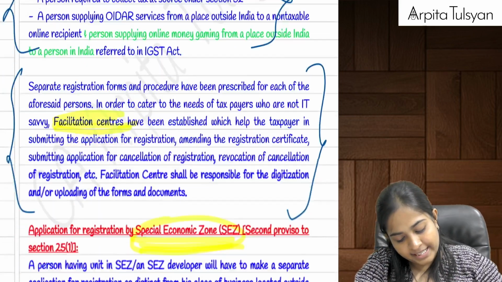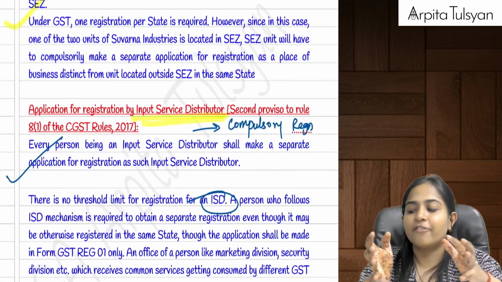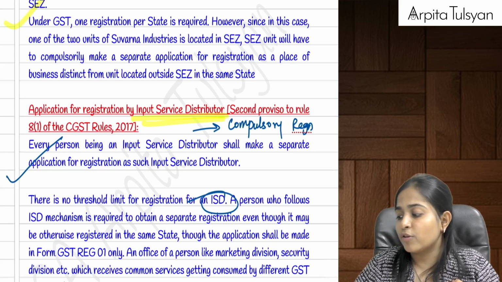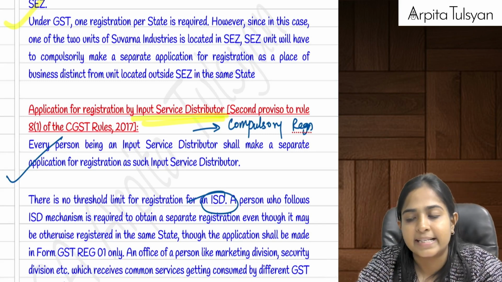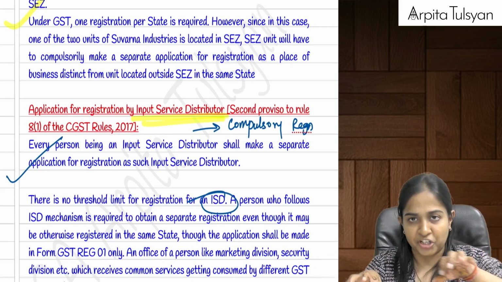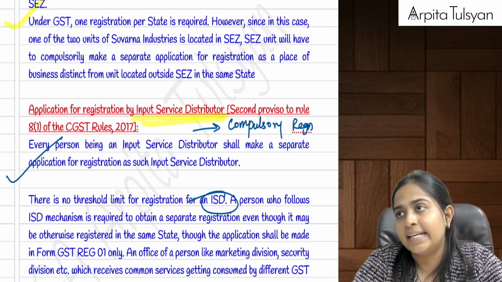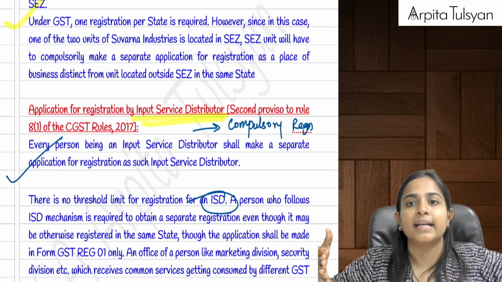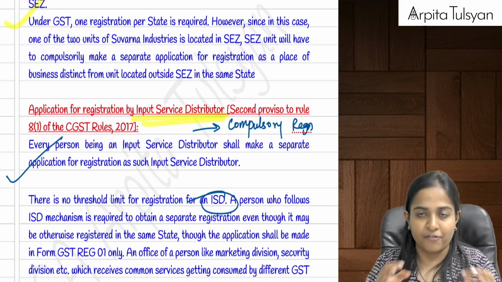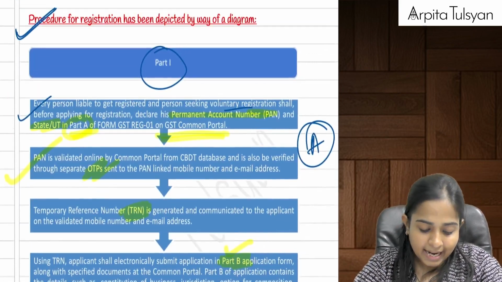Then two different points that we studied along were one for SEZ and the other for ISD. For SEZ, we studied that if one unit is situated in SEZ and another unit is situated in non-SEZ or outside the SEZ area, then even if it is situated within the same state, you have to obtain two different registrations, because one is in SEZ and another one is in non-SEZ. Then the next one is about the ISD. If a person wants to distribute the credit, and wants to become an ISD, input service distributor, and follow this ISD mechanism, he will have to obtain a separate registration as ISD.